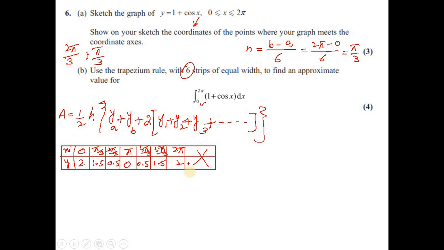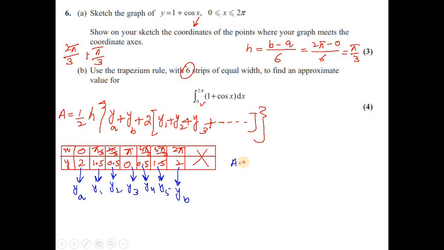And then again 2. So now you can see that at the lower limit, this is your value of ya, and at the upper limit, this is your value of yb, and the rest of the intermediate values are called your y1 and y2's values. So this is your y1, y2, y3, y4, and then y5.